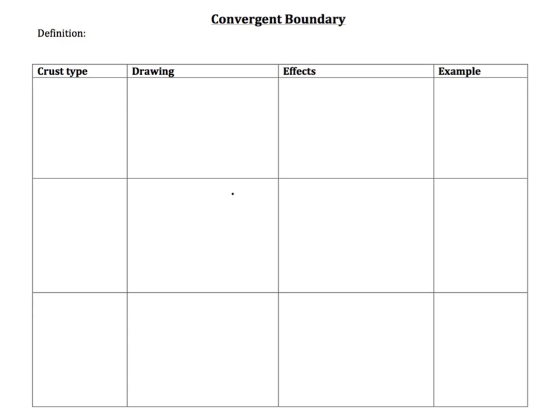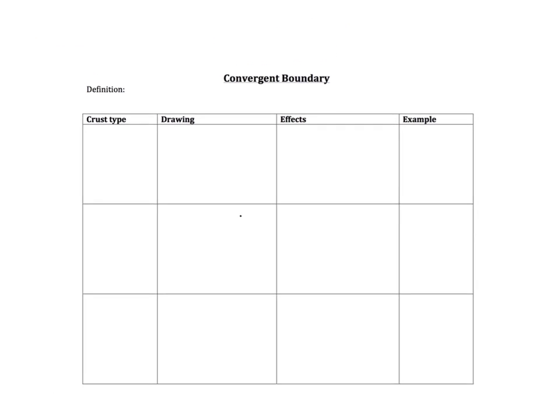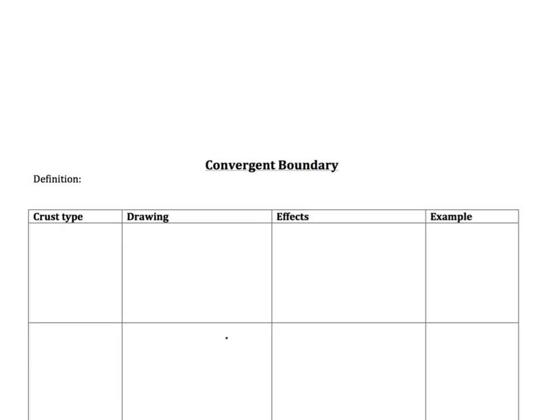The last type is the convergent boundary. I'm going to kind of zoom out here. So this is when plates move towards each other.